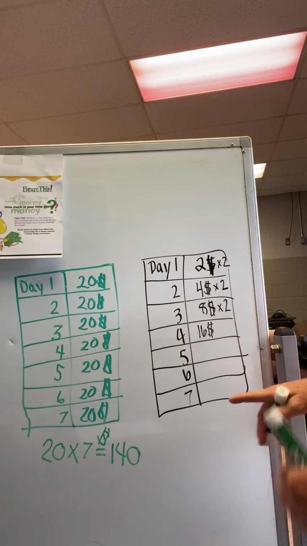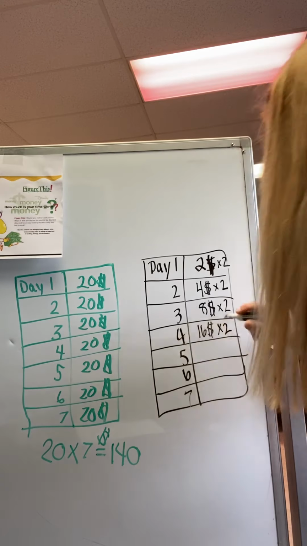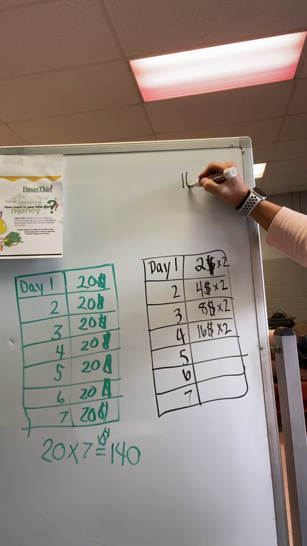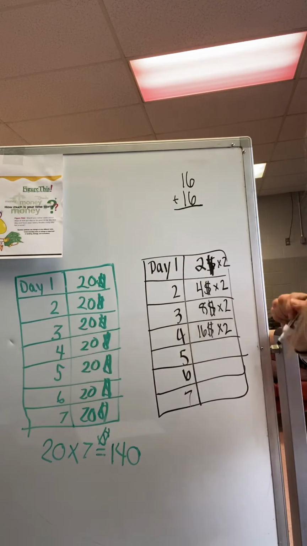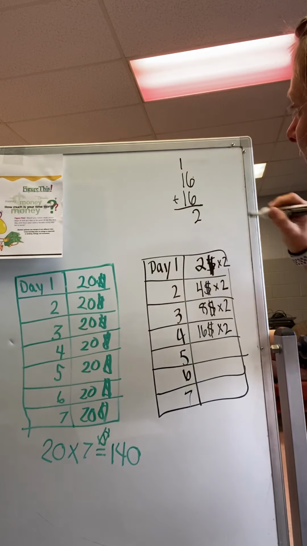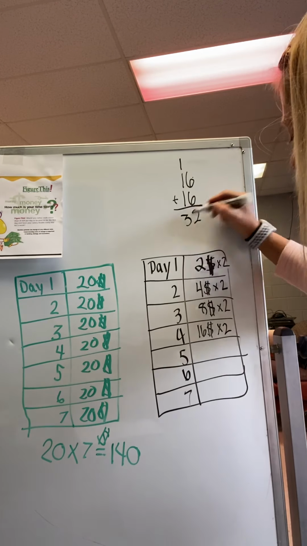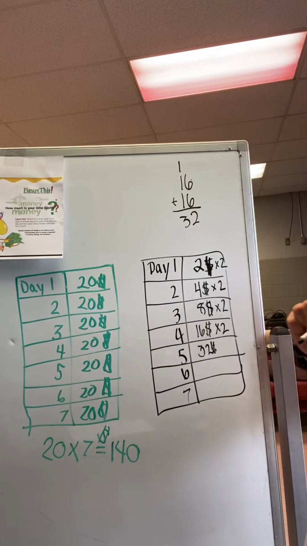Here's where it gets a little tricky because you might not know 16 times 2, but I know 16 times 2 is also like saying the repeated addition sentence, 16 plus 16. I know 6 plus 6 is 12. Regroup the 1, and I have 3 tens. So on day 5, I'll get paid $32.